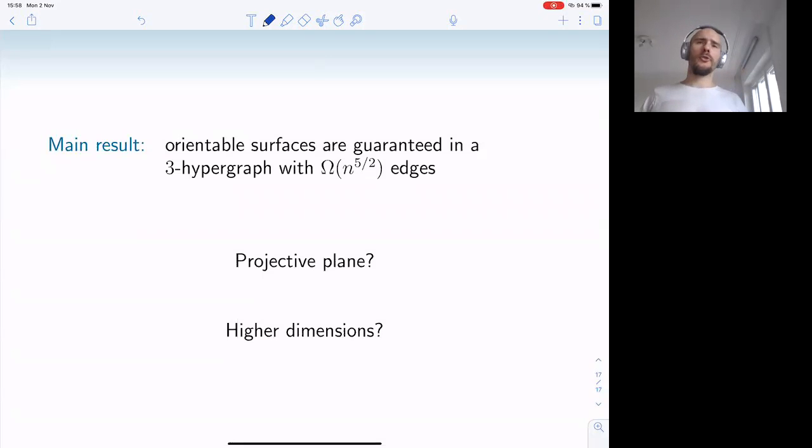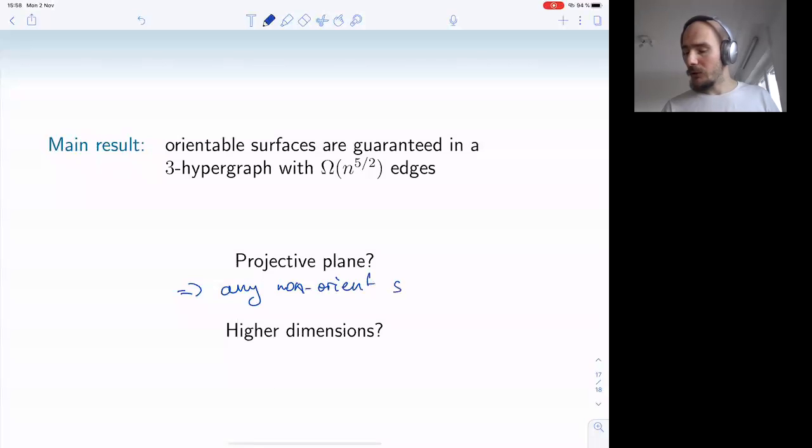I'll mention two questions for future research. One, which is very intriguing: can we get a proof of the projective plane? Can we guarantee a projective plane in a hypergraph with that many edges? Somehow our approach doesn't seem to work. It only gives orientable surfaces, surprisingly. This, of course, would imply any non-orientable surface. This is the argument with gluing things together that I semi-sketched on the previous slides.